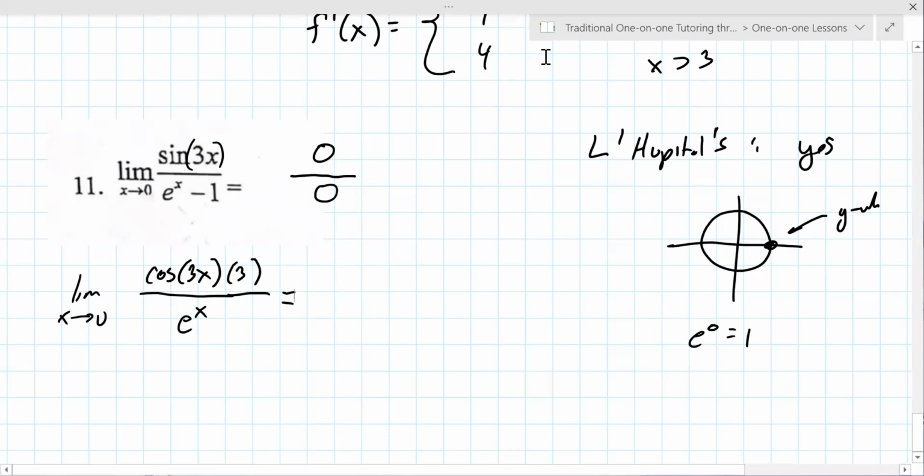So you put 0 back in again and see what you come up with. Cosine of 0, because x is 0. Oh, you're putting in 0. Okay. Cosine of 0 is 1, times 3. And that's 3 over e to the 0, which is 1. So 3. Yes.